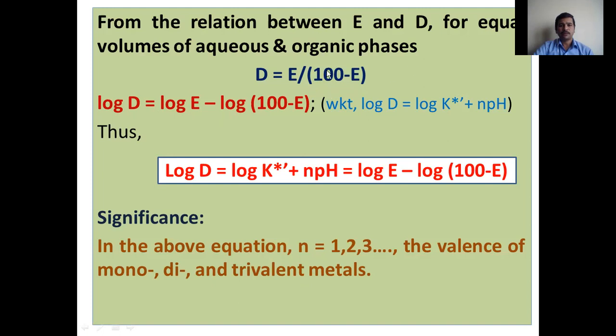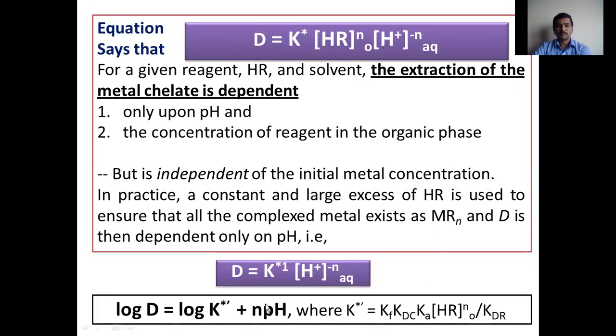So you take log for this equation on both sides. Log D is equal to log E minus log of 100 minus E. Simple. You take log on both sides. Log D is equal to log M minus log N, where M is E, N is 100 minus E. But we know that log D is equal to log K star dash plus n into pH in the previous slide here.